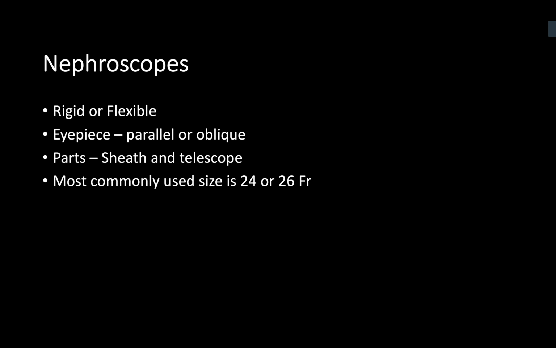Yeah. Well done. And what type of nephroscope do you use in your practice? So in my practice, I use a size 24 nephroscope. And so there are two types, isn't it? There are rigid nephroscopes, and flexible nephroscopes are also available. Nowadays we use the flexible cystoscope as a nephroscope. And again, the parts are the eyepiece, sheath and telescope. And yes, the most commonly used ones are 24 and 26 French.